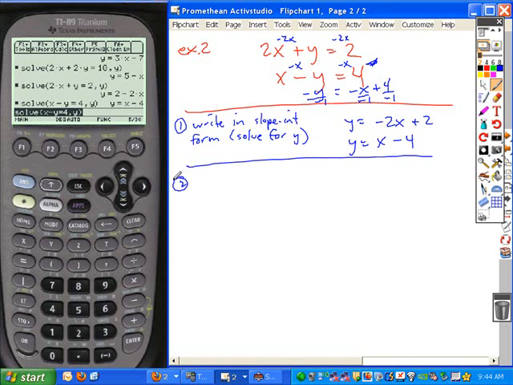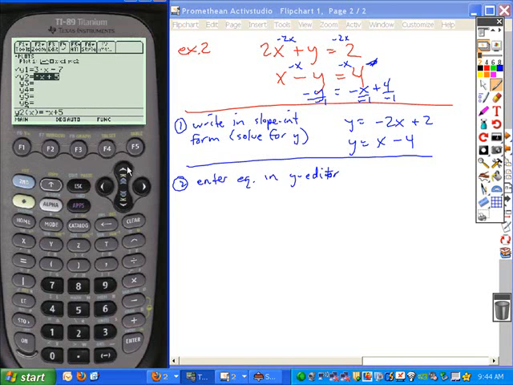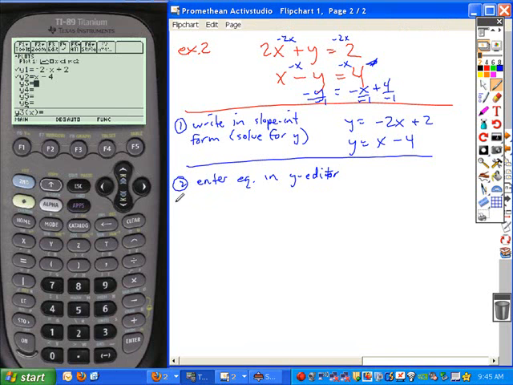Okay, let's move to step 2. What was step 2? After you write these in the slope-intercept form, enter both equations in the y editor. Okay, so now if we go to our y editor, green diamond F1, I can just replace these, y1 and y2. So for y1, I'm going to enter negative 2x plus 2 or 2 minus 2x. Either one is fine. And in the second equation, I'm going to enter x minus 4. Okay, so I have my two equations entered in my y editor.